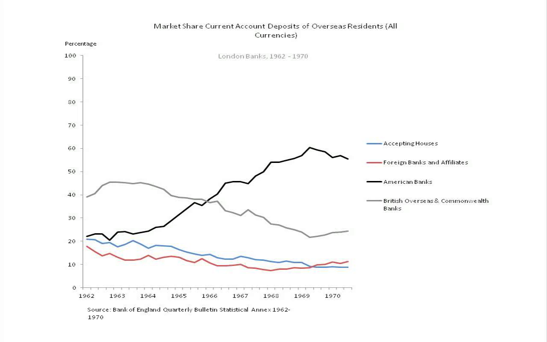So I'm now going to move to some of the data that I've been collecting on the issue, just to show the changing market share between the different banks. I'm using the current account deposits of overseas residents here as a kind of proxy for Eurodollar market deposits, basically. So at this point, with this graph, it's basically sterling and other currencies too.